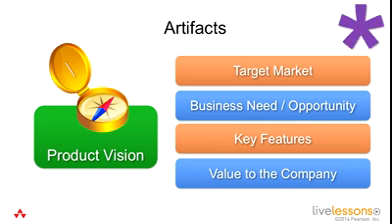And I also want to point out that this is not a core Scrum artifact. The product vision is something that you'll hear mentioned a lot of times by many of the thought leaders, but it is not part of the actual Scrum guide from Jeff Sutherland and Ken Schwaber.